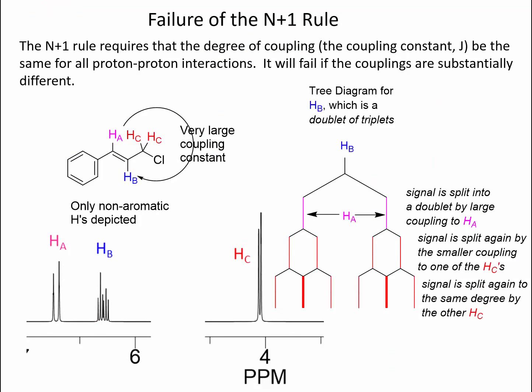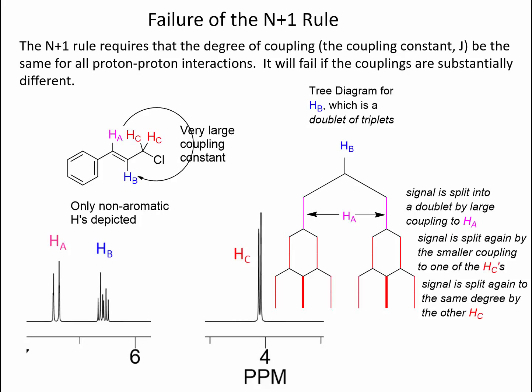The n+1 rule is based on an approximation that the degree of coupling is equal amongst all the hydrogens that are in the coupling pattern. Sometimes we can get failure of the n+1 rule. And again, if you want to see failures of the n+1 rule, that's going to be talked about more extensively in a graduate level spectroscopy class. In this class, I'm going to try to pick examples that actually follow the n+1 rule. All right, so this one, we'll just look at it.